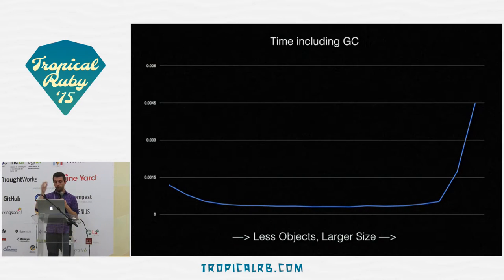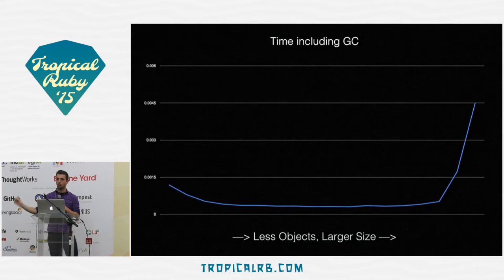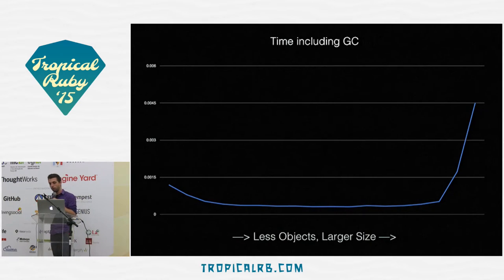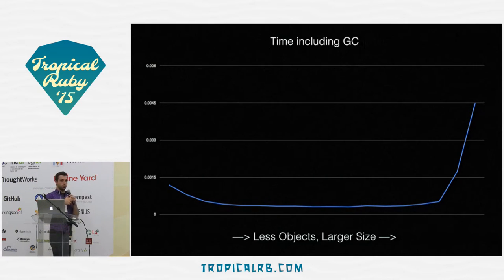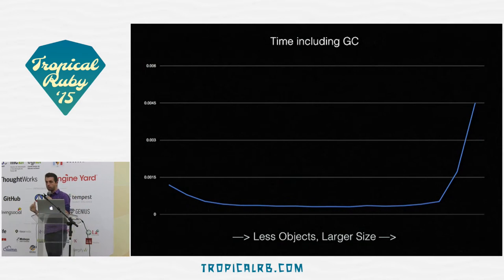So you end up with essentially the left side of this graph is a lot of small objects. The right side of the graph is very few large objects, but the same amount of memory for all of them. And this is the amount of time that it takes to allocate those, use them, and then garbage collect them. So you can see that initially we get a dip, but eventually, with fewer objects, it's only at the extremity that fewer objects with larger size actually becomes less performant, and that's because of the garbage collection time associated with cleaning them up.